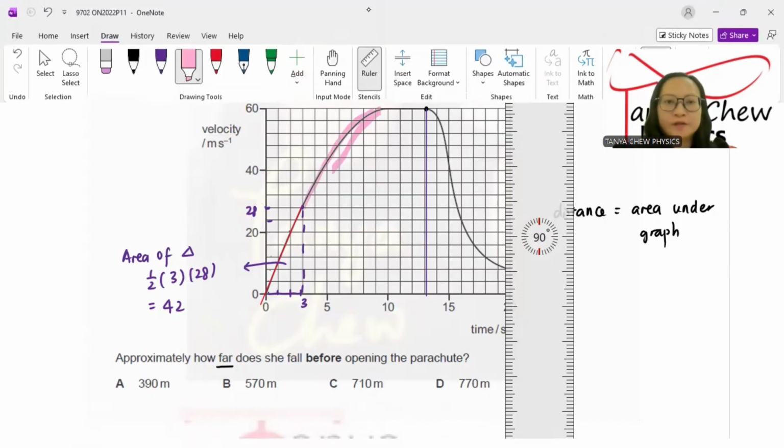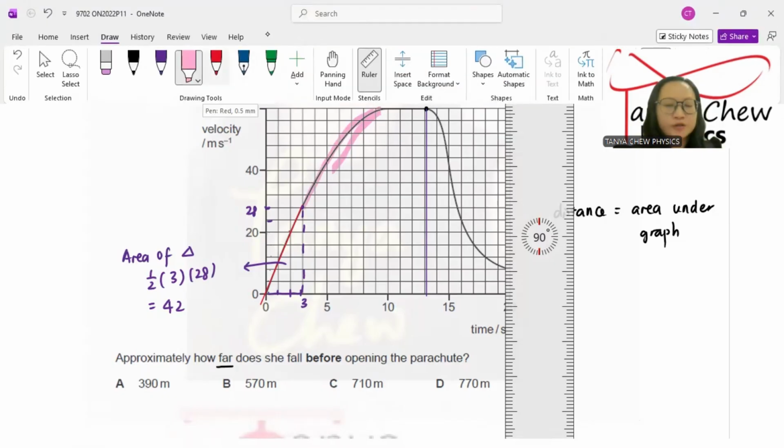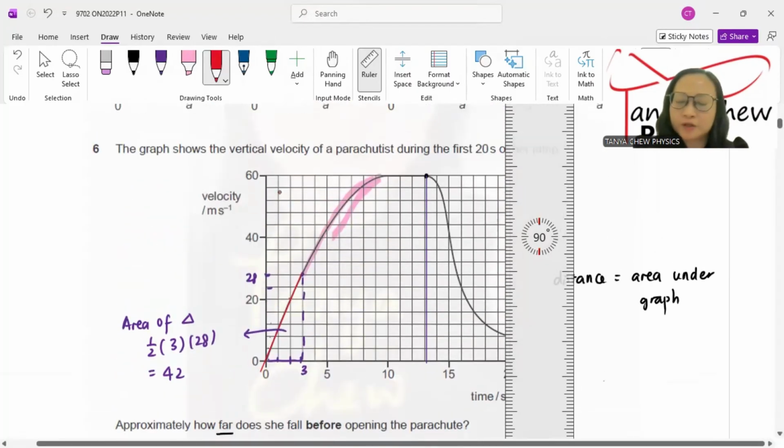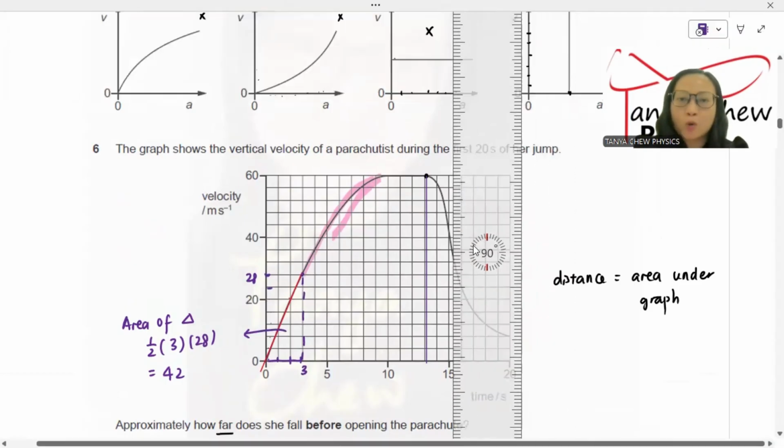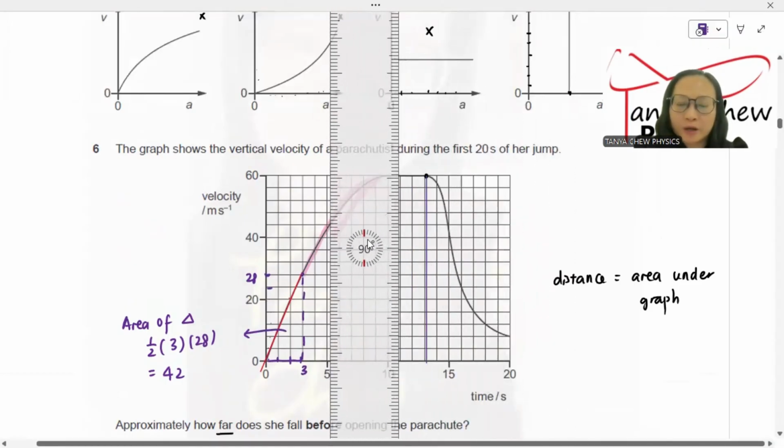I know some of the physics students are taking maths. So if you're taking maths, you definitely know that to find the area of the curve, you need a function to be integrated. But some of the physics students are not taking maths, so that is why we don't give you any integration. But we need to calculate the area under this curve. How do we calculate? We count the number of boxes involved.